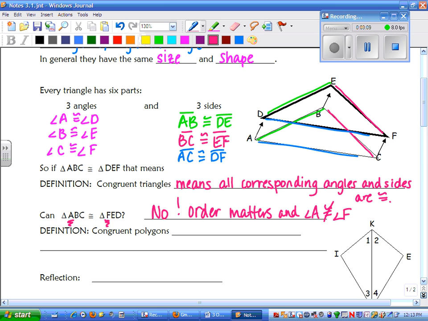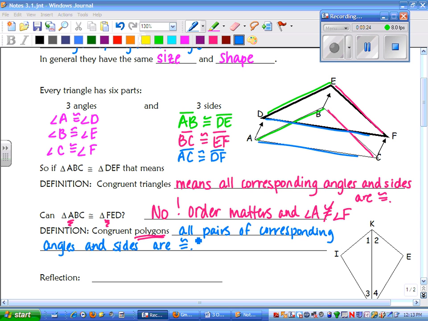Congruent polygons actually are the same thing as congruent triangles. Polygon is just a type. A triangle is a polygon. We have rectangles, squares. Just circles can't be polygons. So same thing here, where we have all pairs of corresponding angles and sides are congruent to each other.